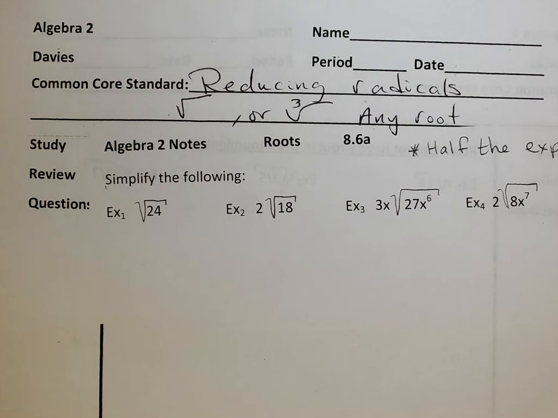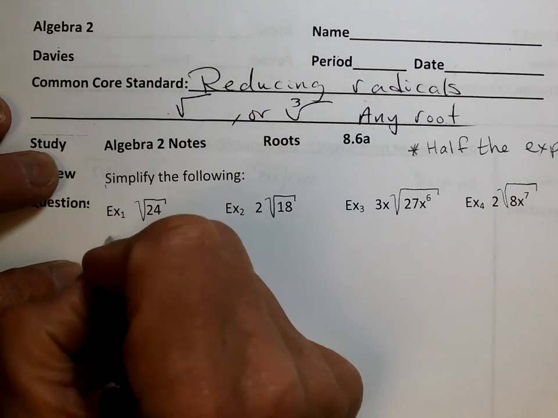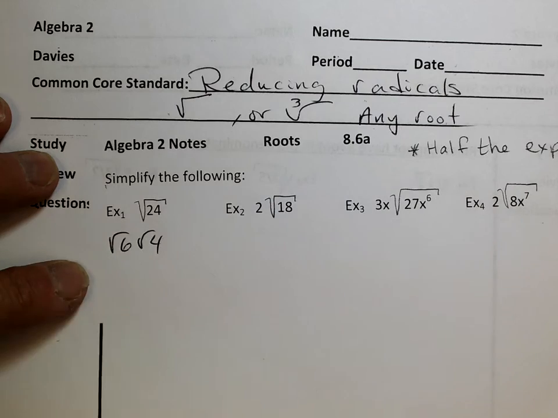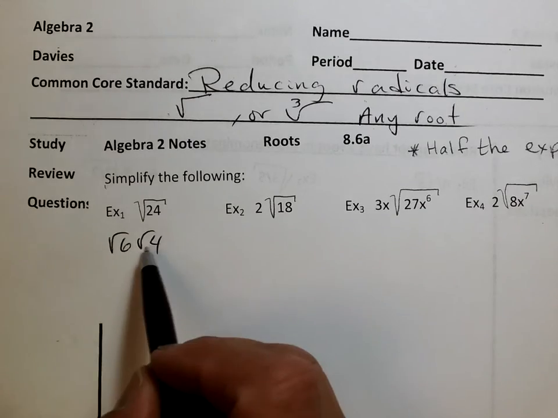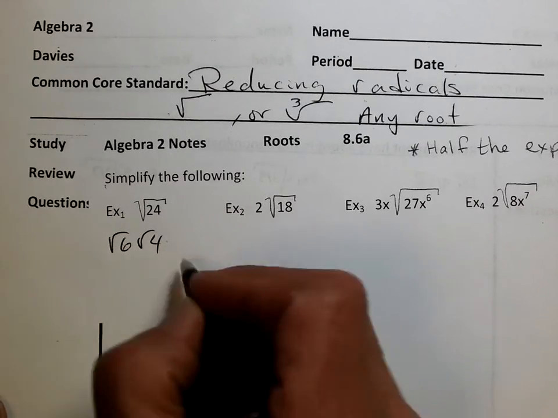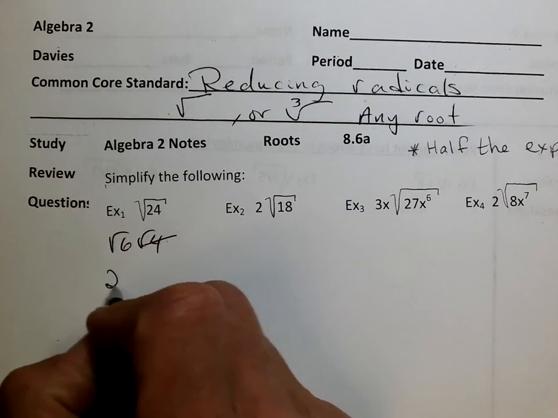So what we want to do, and we've done this before, we want to find two numbers that make 24, and one of them needs to be a perfect square. Remember? So if I take a look at 24, what times what makes 24? 6 and 4. So we got the square root of 6, square root of 4. You guys agree with that? What's the square root of 4? 2. Plain old 2. So we write down a 2.